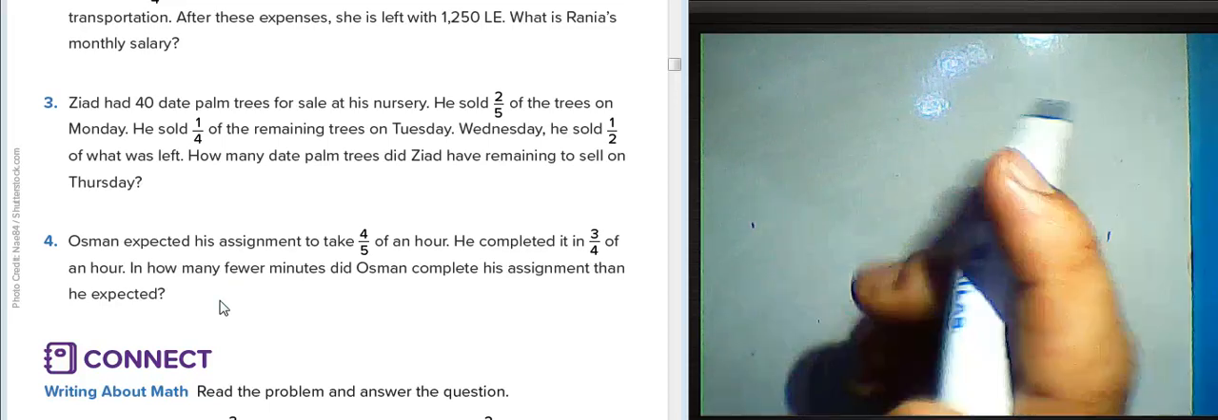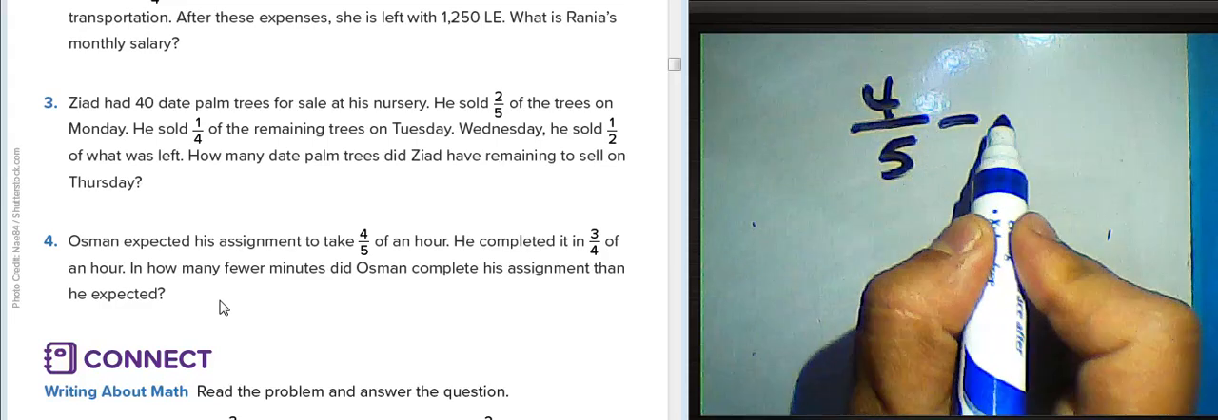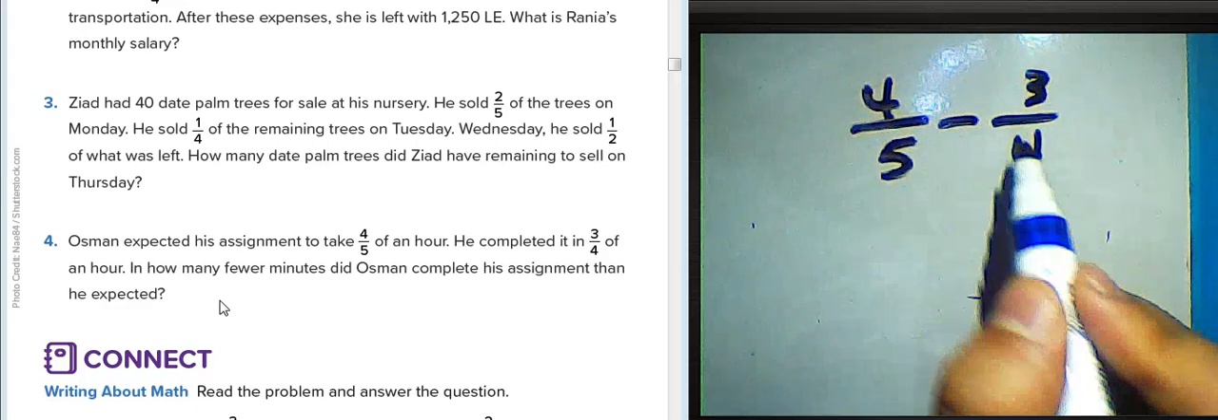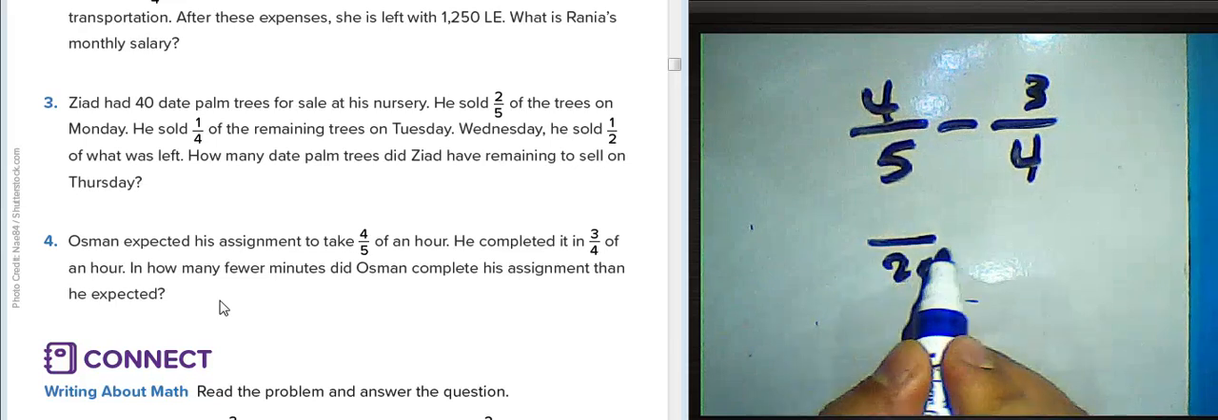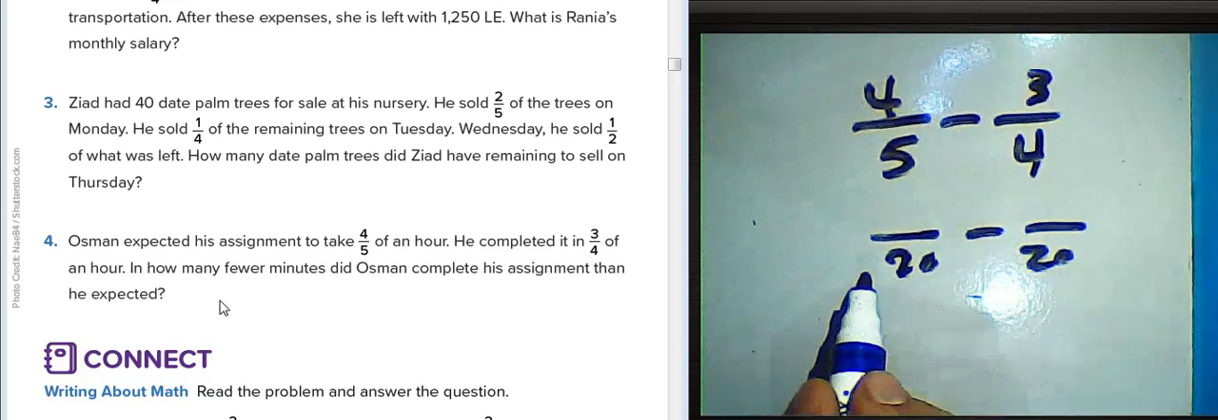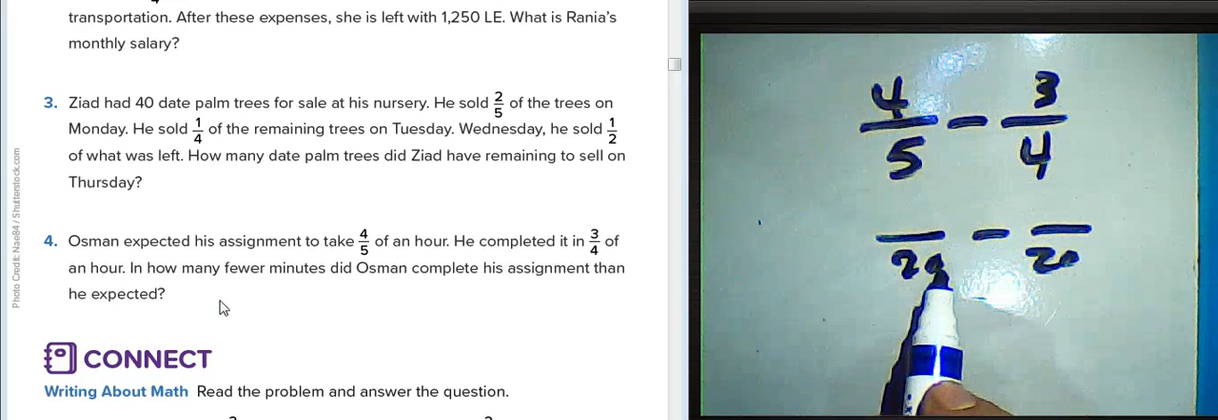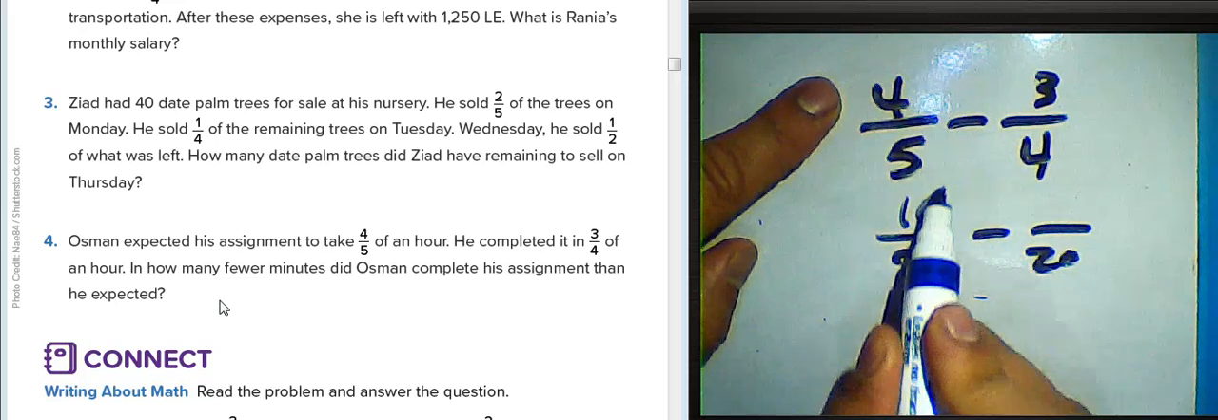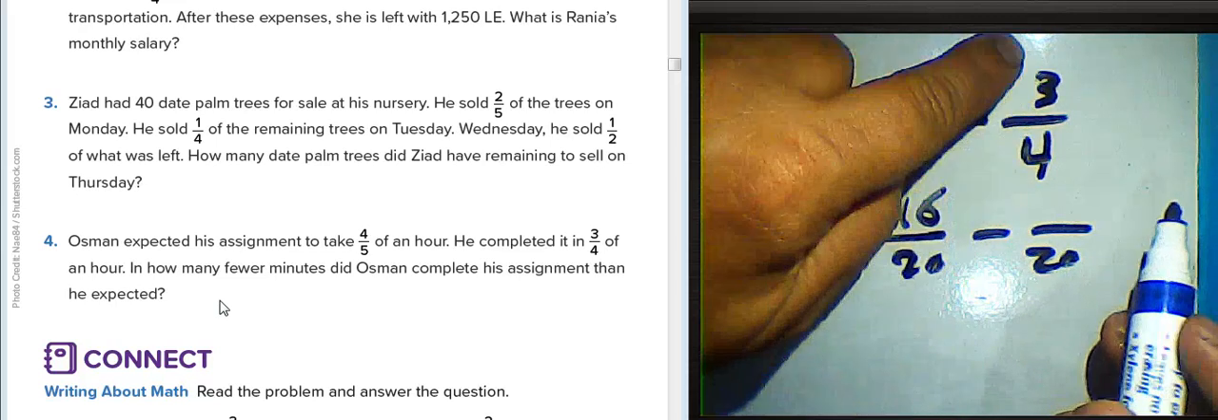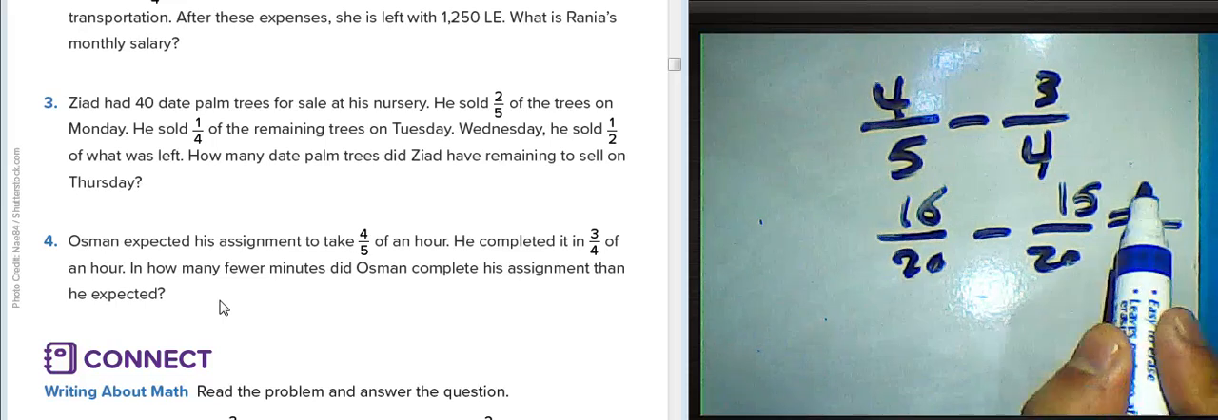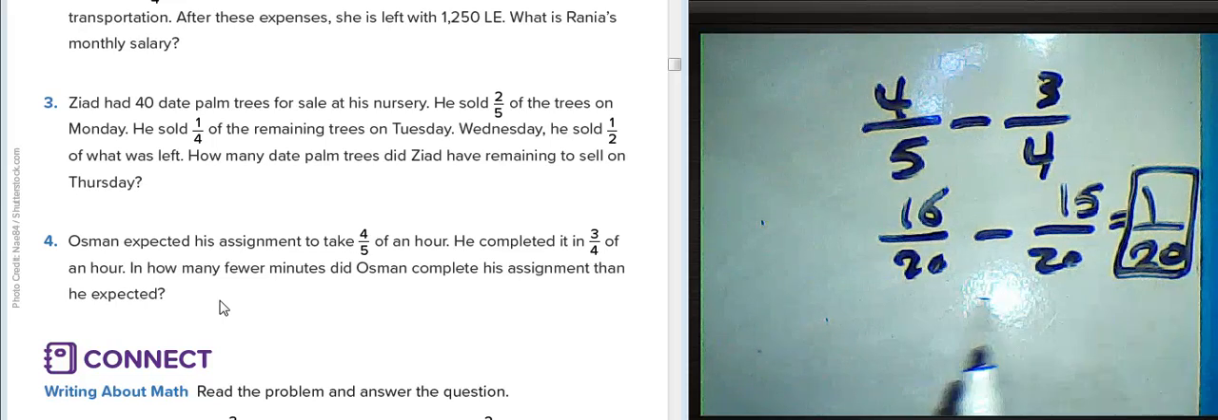The minuend here is the greater, 4/5, subtract 3/4. We can find the least common multiple between them. Here, 20 divided by 5 equals 4. 4 times 4 equals 16. 20 divided by 4 equals 5. 5 times 3 equals 15. The result will be 1/20.